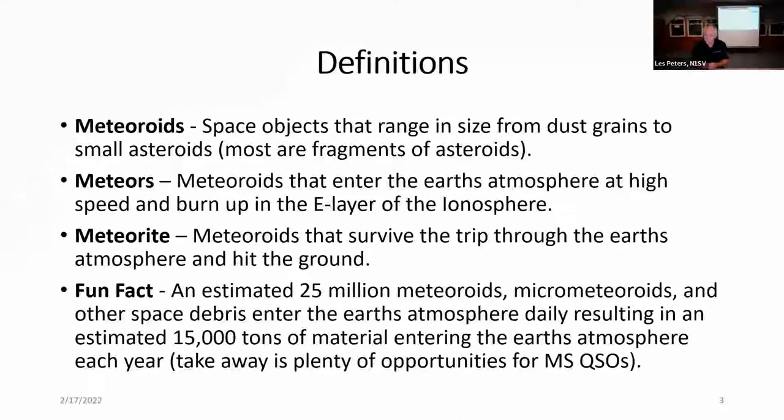Sort of a fun fact here is that there's an estimated 25 million meteoroids, micrometeoroids, and other space debris that enters the atmosphere daily, resulting in an estimated 15,000 tons of material that enters the atmosphere each year. So the takeaway here is there are a lot of opportunities to work meteor scatter. There's a lot of stuff entering the atmosphere.